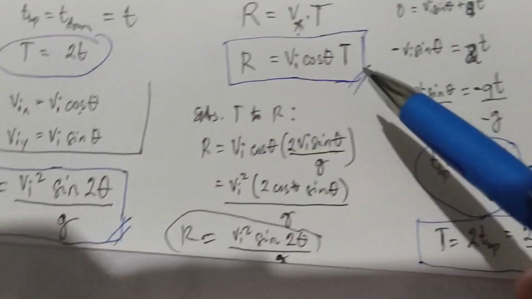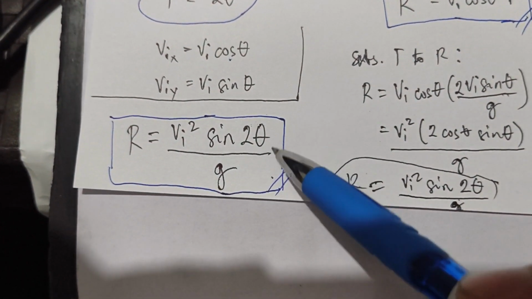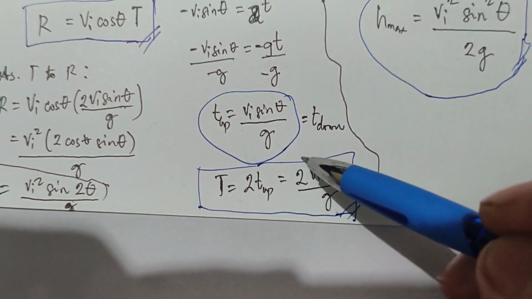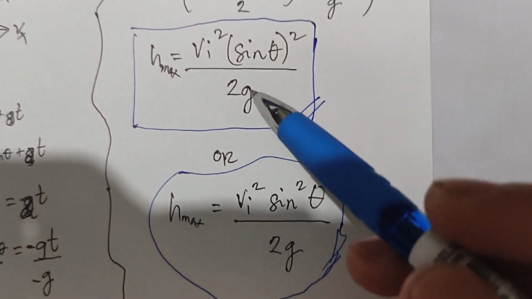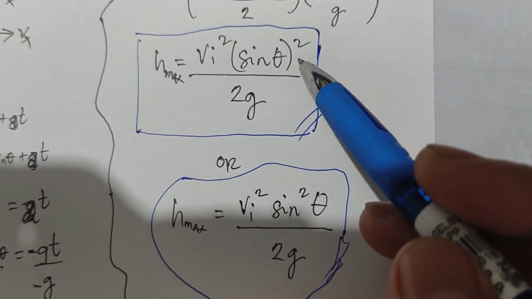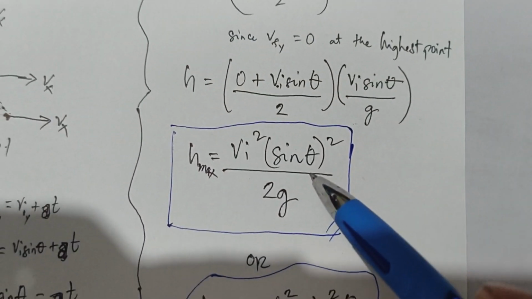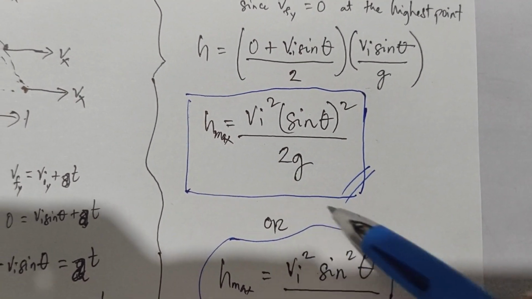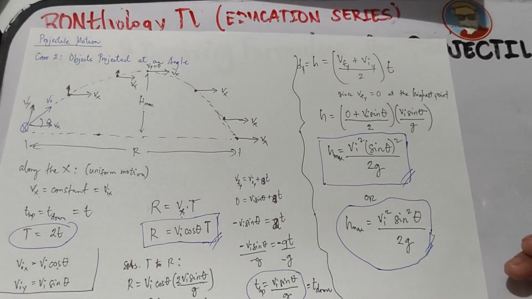You can use this formula or the alternate formula for range, which is equal to Vi squared sine 2 theta over g. And syempre, ito yung galing sa derivation natin yan, kung paano nakuha yun sa time. For the maximum height or for the height, we can use H is equal to Vi squared sine squared theta, ito yon, over 2g. Or similar lang siya dito sa Vi squared times the quantity sine theta squared over 2g. Same lang yan. So those are the formulas for case 2 of the projectile.